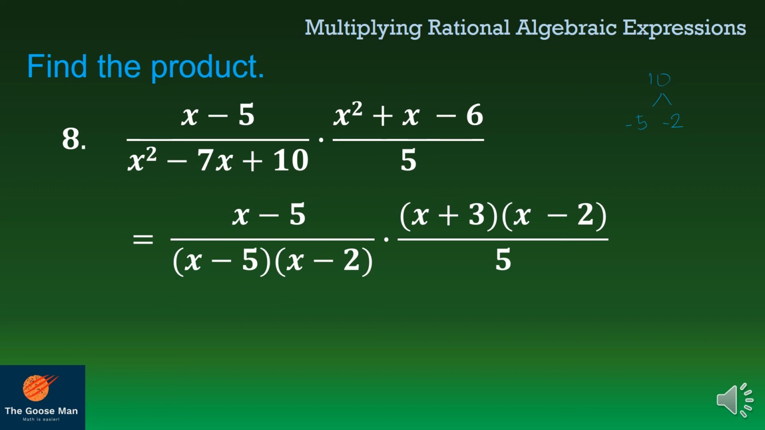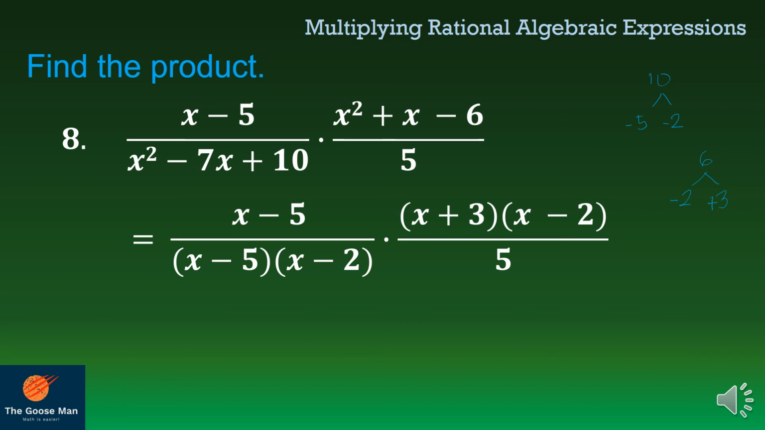Next, the factors of x squared plus x minus 6. Let's factor first 6. So 6 can be factored as 2 and 3. Since this is negative, it means that one of the factors is actually negative. Okay? One of the factors is actually negative. So since the middle term is positive, 3 is positive and 2 is negative. So therefore, the factors of this numerator are x plus 3 times x minus 2, over 5.